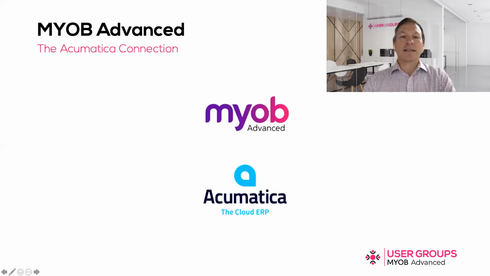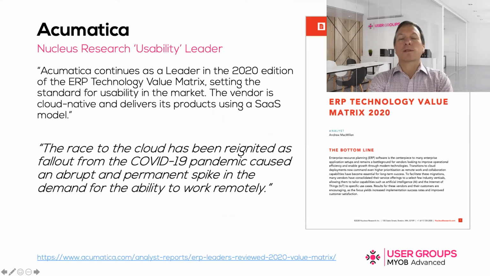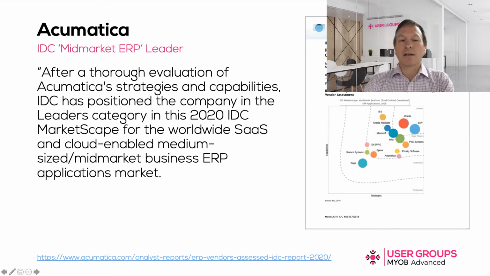Acumatica has just released their 2021 R2 release. And so I'll talk to some of those features there, but just to highlight what's going on in the Acumatica world, getting some great coverage from some of the research organizations. Nucleus Research have identified Acumatica as being a usability leader. We can all attest to the benefits of Acumatica and the ease of use around MYOB Advanced. And of course, IDC has highlighted Acumatica as being a mid-market ERP leader in their recent report as well.